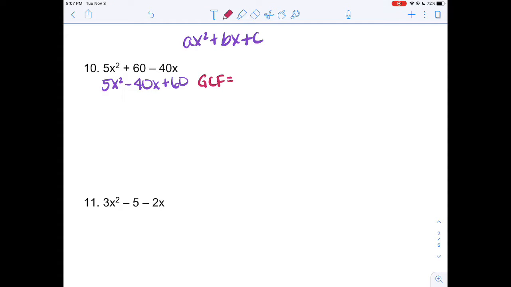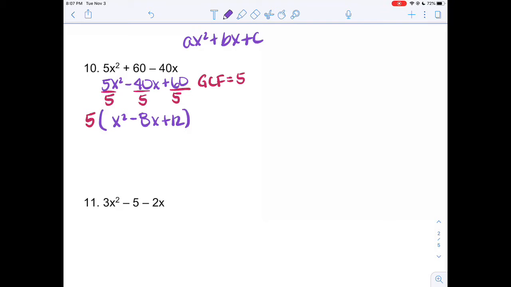My GCF for this is going to be 5. So dividing out 5 from all of these, I'm going to be left with x squared minus 8x plus 12.